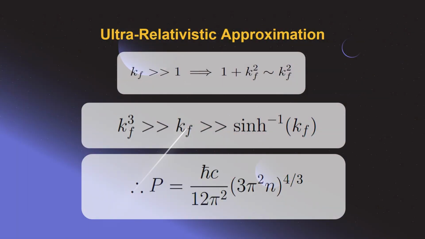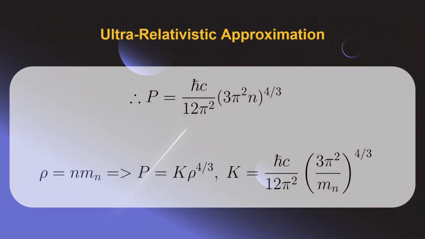We will assume the ultra-relativistic limit where k_F is much greater than 1, and following a few approximations, we will have the final expression of the pressure as h-bar c divided by 12 pi squared multiplied by (3 pi squared n) whole to the power 4/3. Now we know that the density is basically the number density multiplied by the mass of a neutron, which gets us the equation of state as P equals K multiplied by rho to the power 4/3, where K is a known constant.